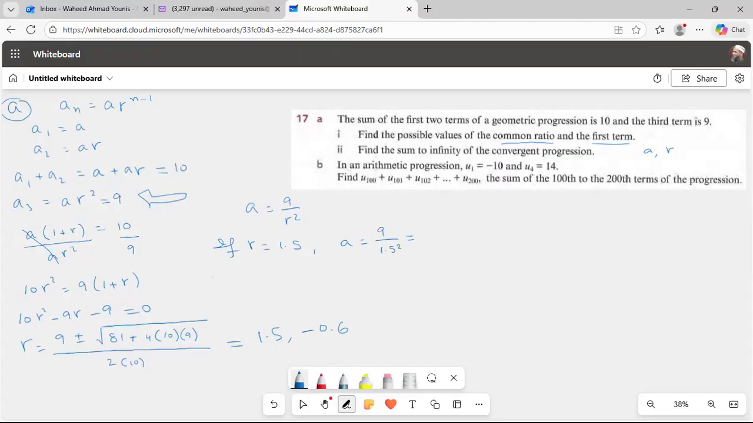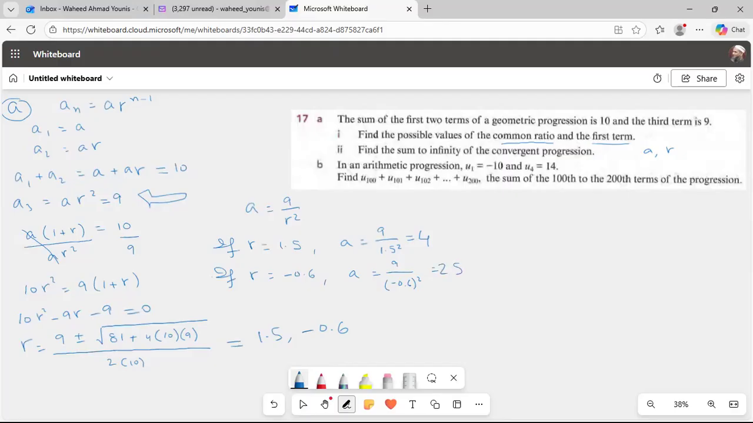Okay, and this comes out to be, with my calculator, 9 divided by 1.5 square, and this comes out to be 4. Okay, and if R is equal to minus 0.6, A would be equal to 9 over minus 0.6 square. Okay, so let me do this part. It is 0.6 square, and A is 25.